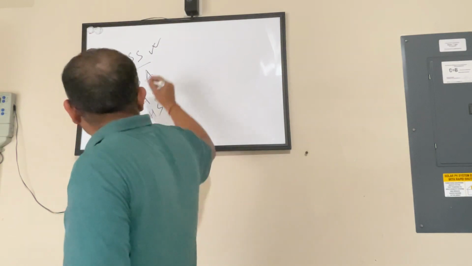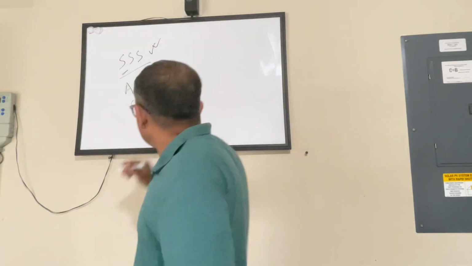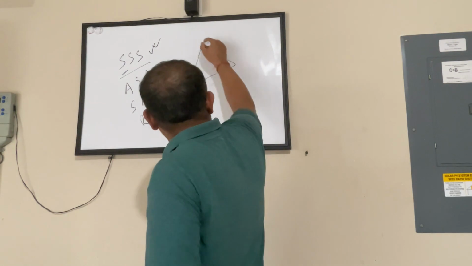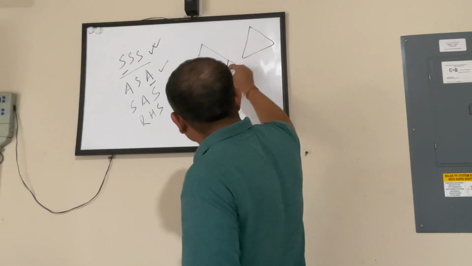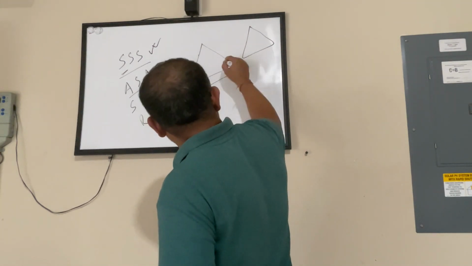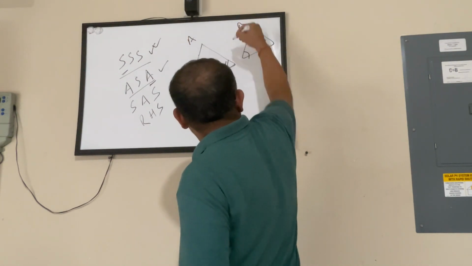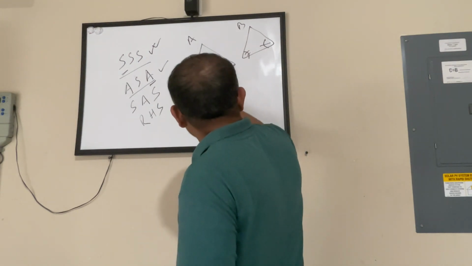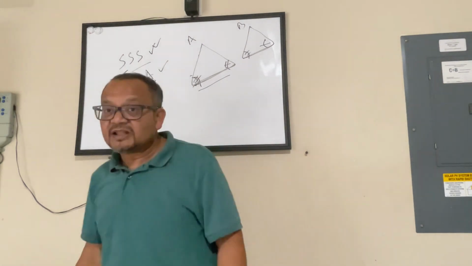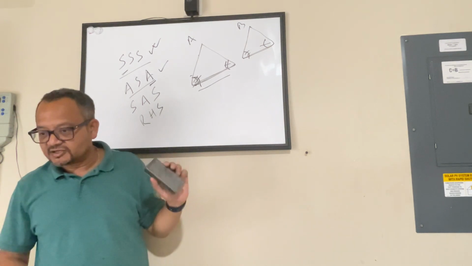Now, the second theorem says ASA. A stands for angle, S stands for side. So, if you are looking at 2 triangles, angle, side, angle, ASA, meaning 2 angles and the side between them. If between these 2 triangles, these 2 angles are same, and the side between them is the same, that means they are congruent, meaning other sides will also match, other angle will also match. This is the second theorem.